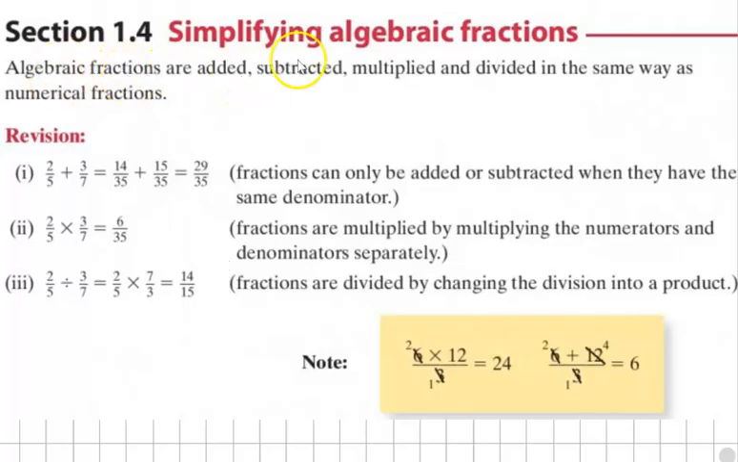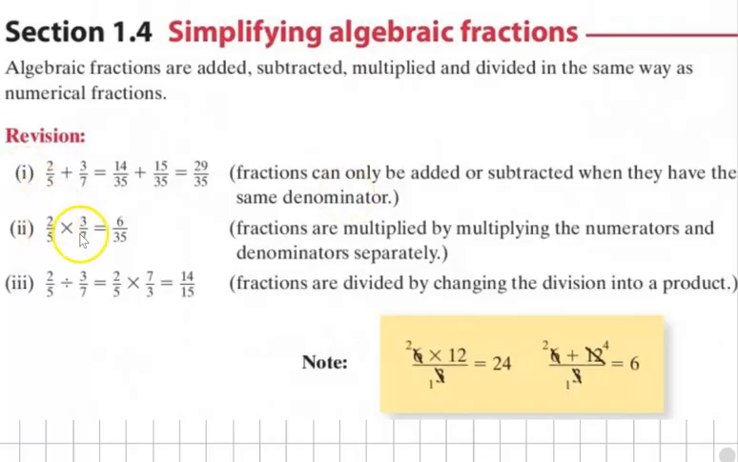Algebraic fractions are added, subtracted, multiplied and divided in the same way as numerical fractions. So if we're adding fractions here, we're adding fifths and sevenths. We get 35ths as the common denominator. Fractions can only be added or subtracted when they have the same denominator. So they have the LCD, the lowest common denominator.